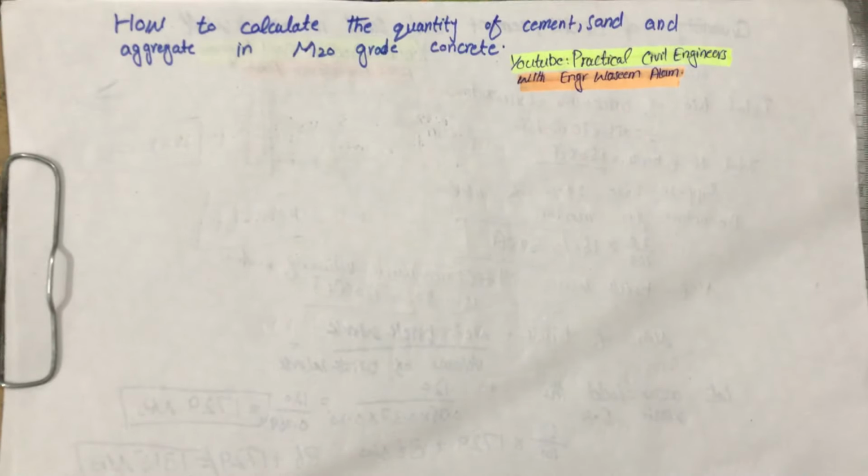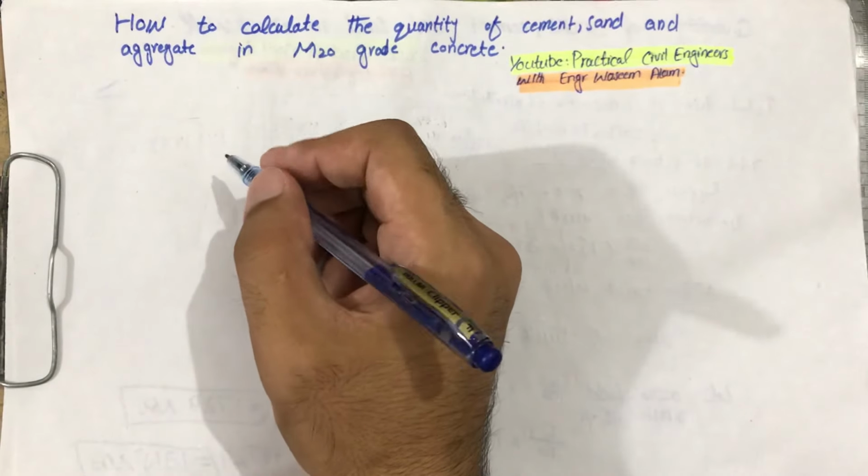Today our new topic is how to calculate the quantity of cement, sand and coarse aggregate in M20 grade. It is M20 grade. We suppose that you can find it in any design.